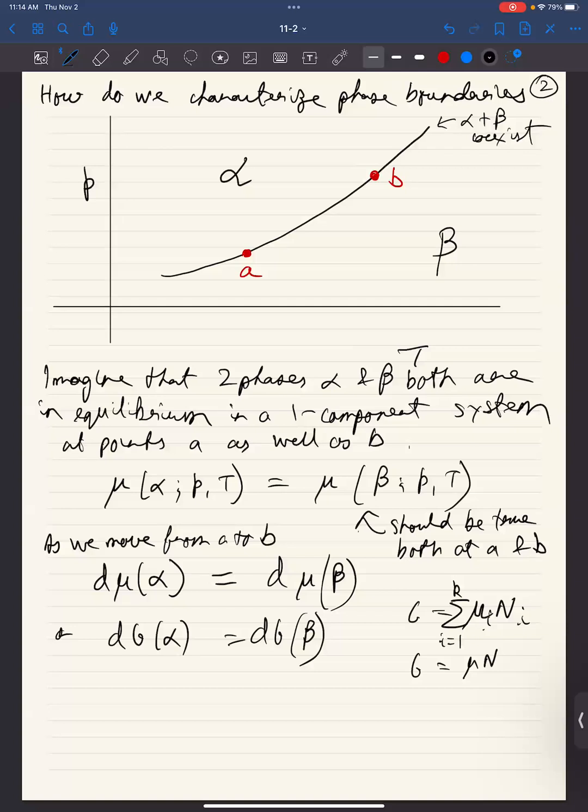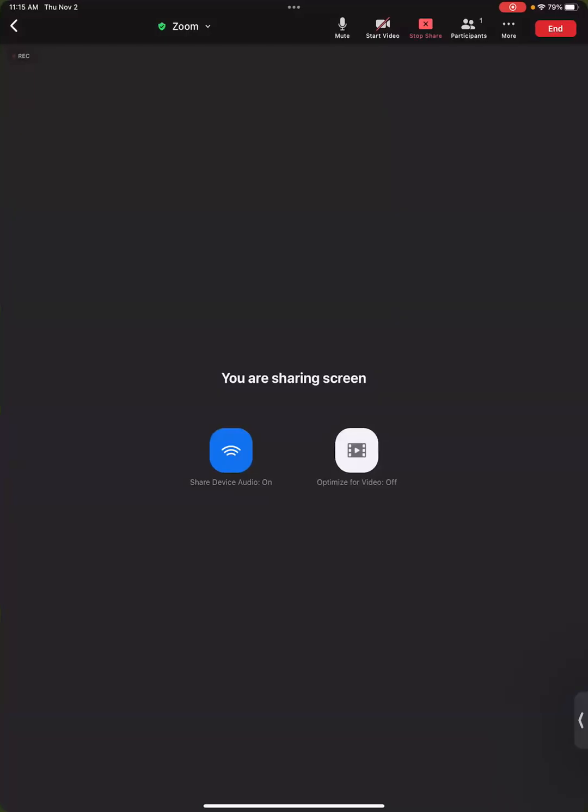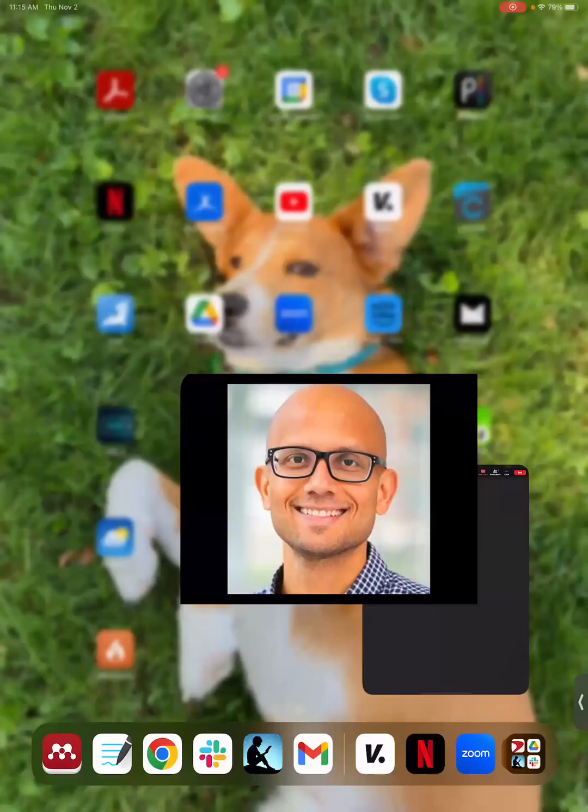Okay, what should I do next? What do I know about dG? How do I write dG in terms of pressure and temperature? So Vadeep, how do I write dG in terms of dP and dT? V dP minus S dT plus mu dn.